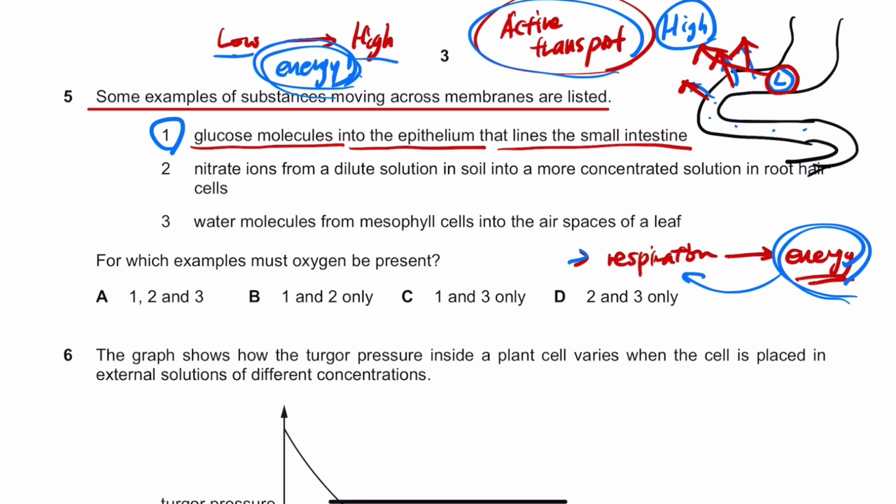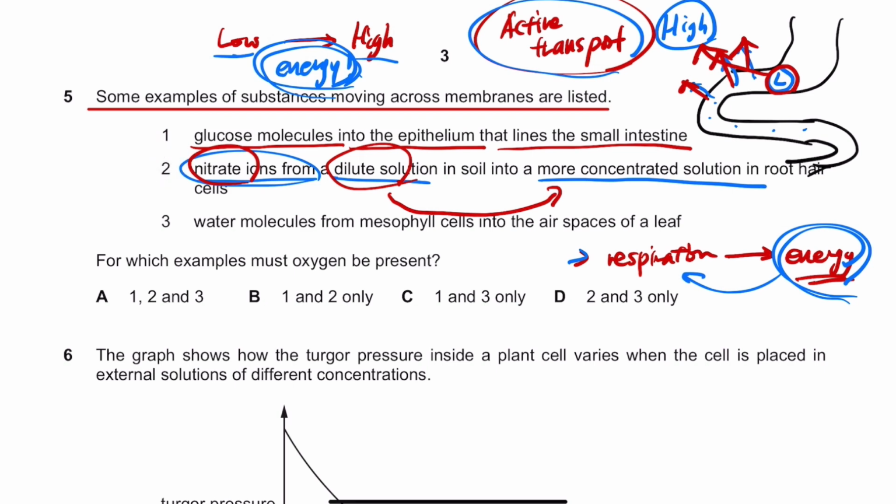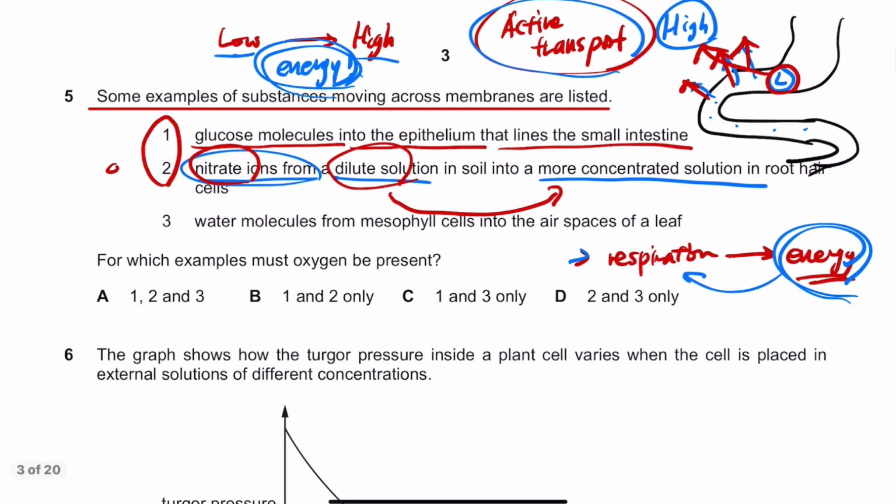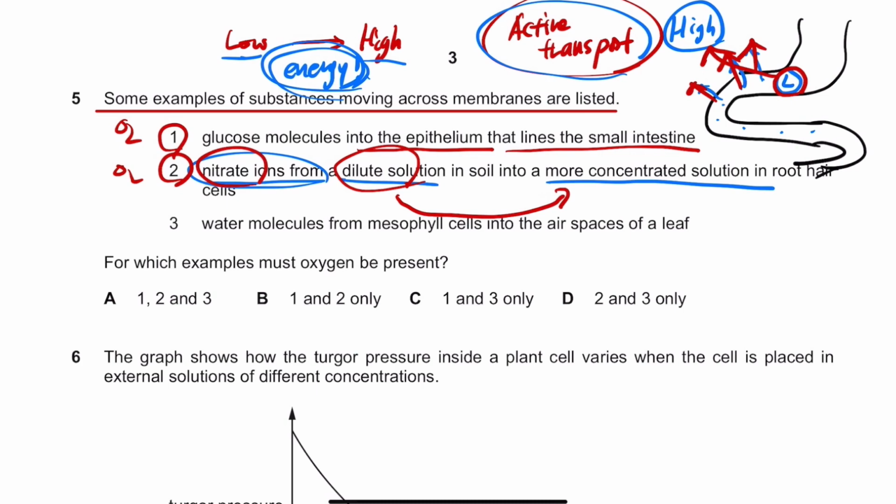Number 2, nitrate ions from dilute solution in soil into more concentrated solution. So here we go. It says the nitrate ions are in dilute solution, which means low concentration in the solution. It's moving to a more concentrated solution, so that's active transport there. Active transport requires energy, so yes, oxygen is needed for this one as well. So 1 and 2, these are quite promising. Let's have a look at number 3.